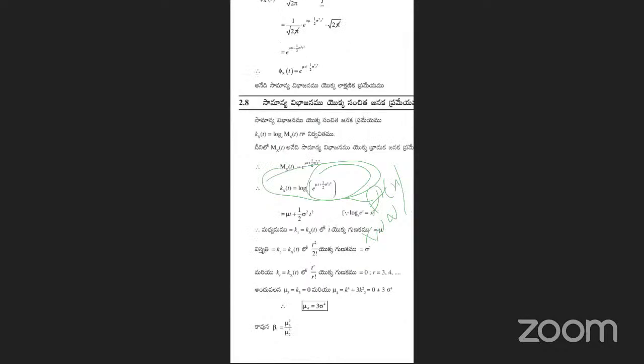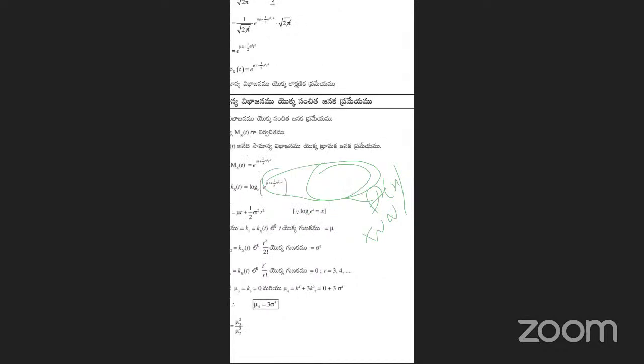Next, the cumulant generating function. So here K1 is mu, K2 is sigma square, K3 is 0, and K4 is 0. Mu4 is K4 plus 3 K2 square. Beta 1 is mu3 square by mu2 cube. So mu4 is 3 sigma to the power of 4. So we get beta 1 equal to 0 and beta 2 equal to 3. Here see the values, mu4 is 3 sigma to the power of 4. Mu2 we know is the variance sigma square, and mu2 square is sigma to the power of 4. By cancelling, we get beta 2 equal to 3.